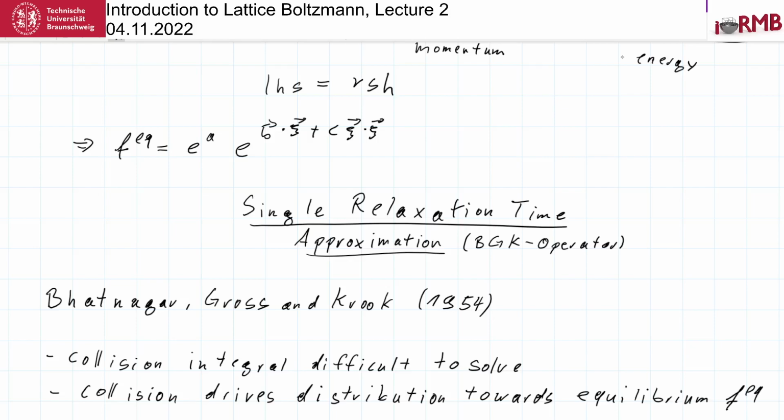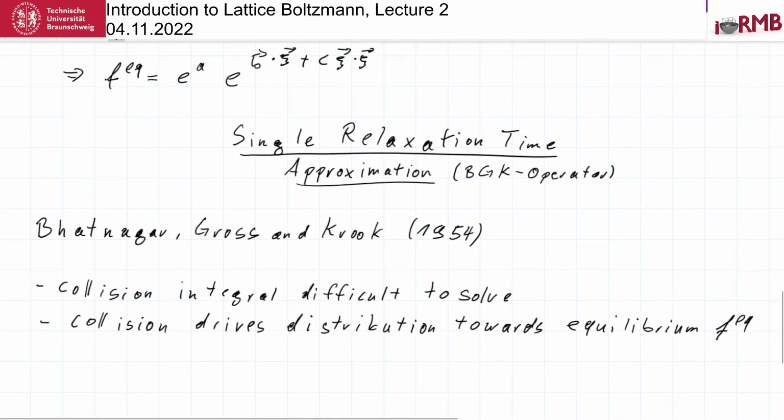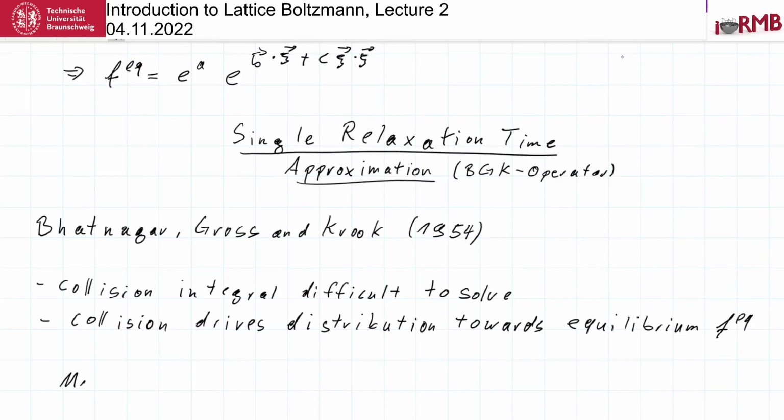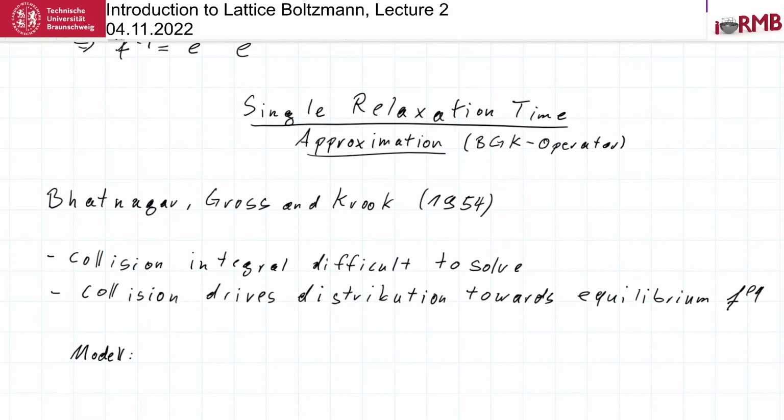And the good thing is we know what the equilibrium looks like, because we derived this from the ether theory. So now the BGK made the following model. The collision operator is the change of df by dt only due to collision. This is why we write here collision, because it also changes due to advection, so only because of collision.